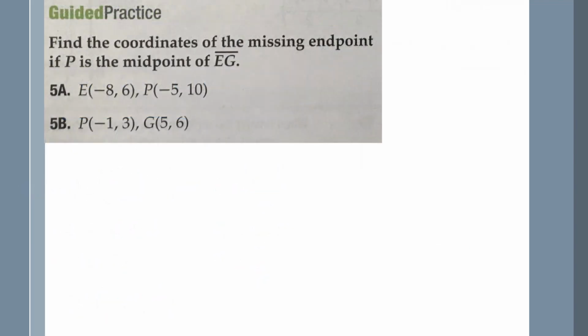So you go ahead and work on these two problems. Put your work in your guided notes. Follow the same process. And I'll be right back with you shortly.